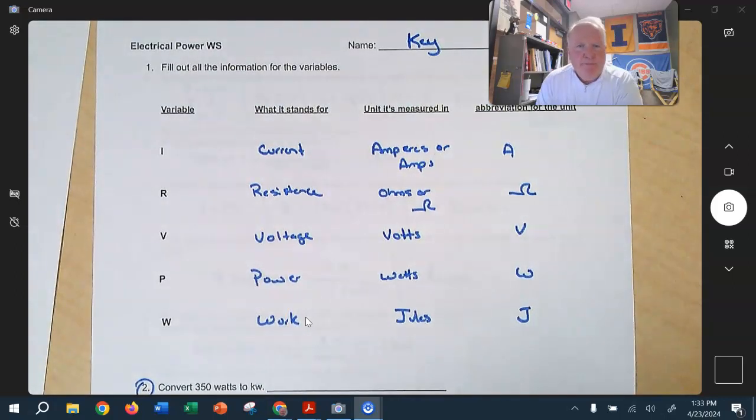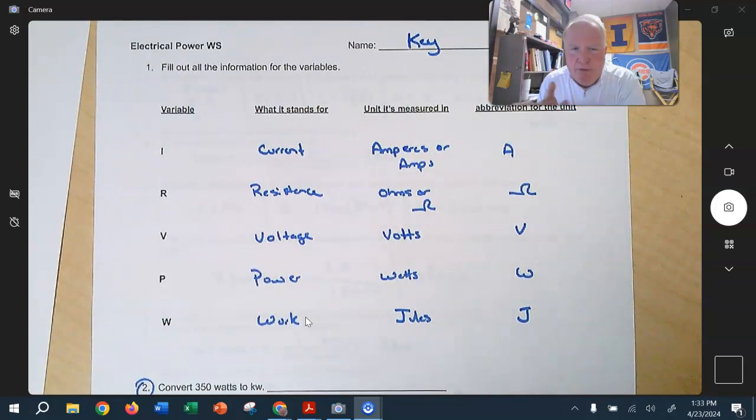Hey, Chan Physics. Not sure how many of you guys will actually watch this, but there's a key posted for this worksheet, electric power. I just wanted to go over a couple of the questions and then I'll fly through the key instead of actually doing the work here. But there are two questions that I'm going to do live here.